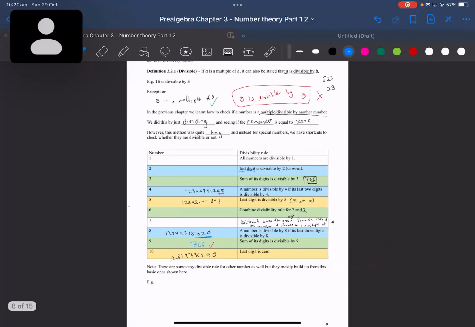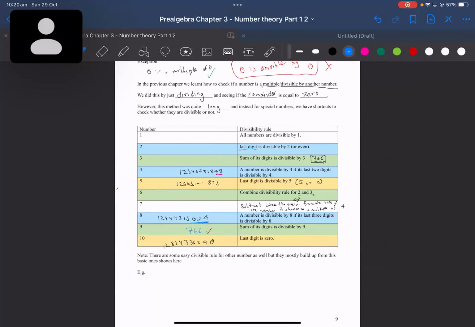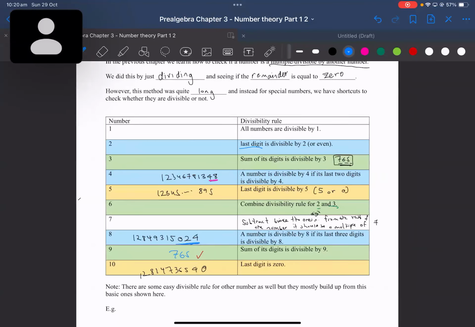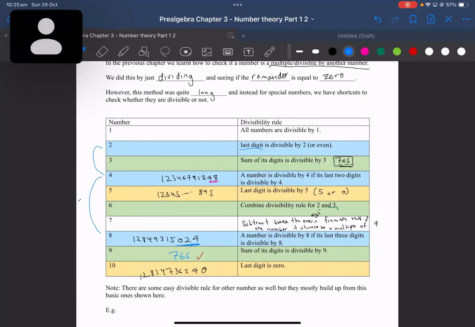And I put them into three colors. There are 3 categories. All the blue ones are multiples of 2: 2, 4, 8. It would also continue for 16, 32, but it's so long you don't have to worry about it. And 3, 6, 9 have very similar rules. And 5 and 10 have super easy rules. Only the last digit matters.